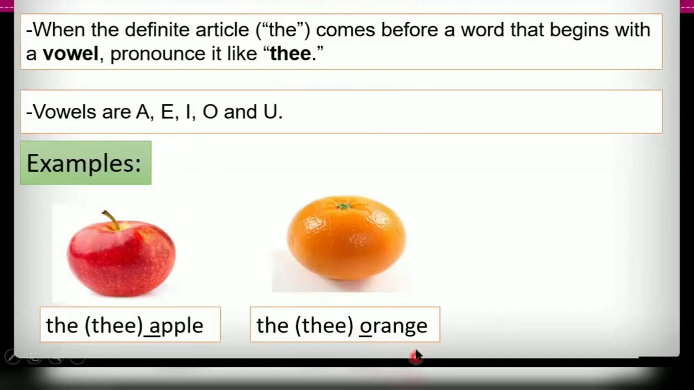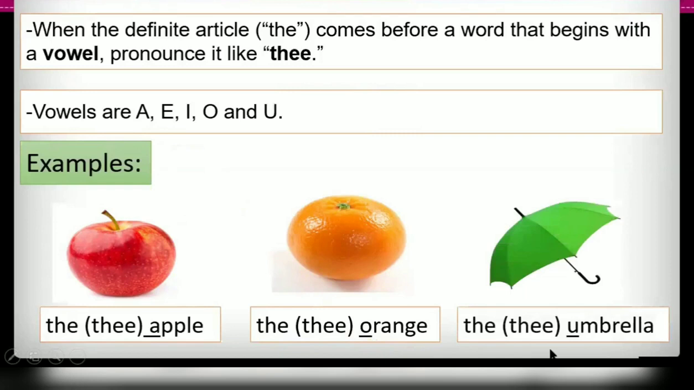Next one, the umbrella. The umbrella. With U as its first letter. So if we're going to make other examples for E and I, we can say the elephant, the egg, and for I, the igloo. That's all for the first pronunciation.